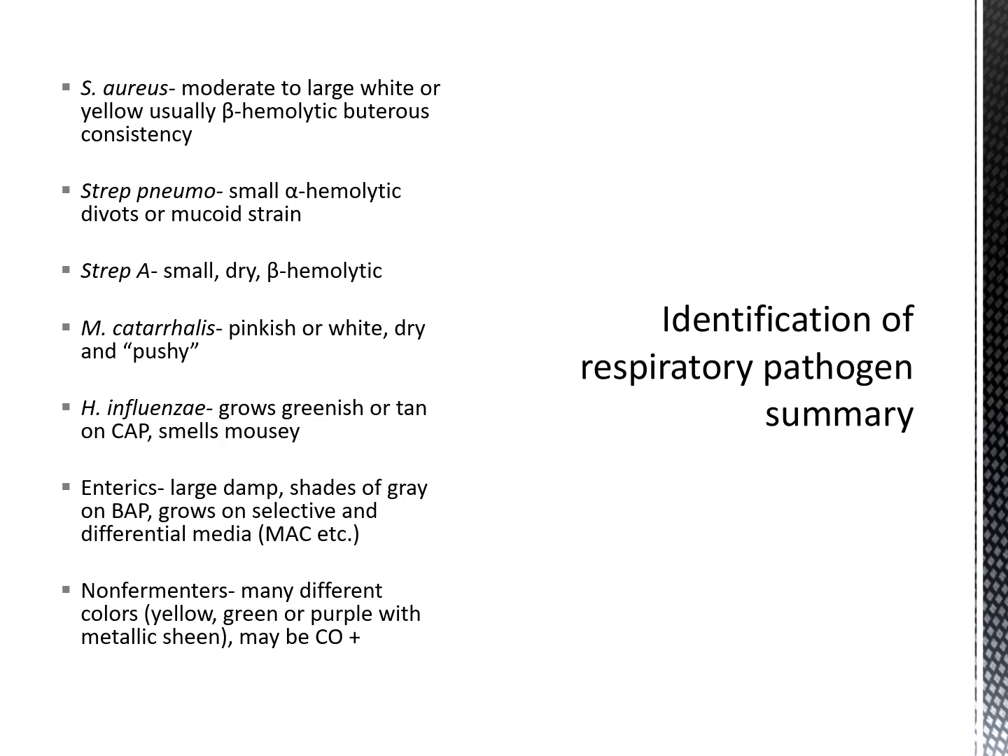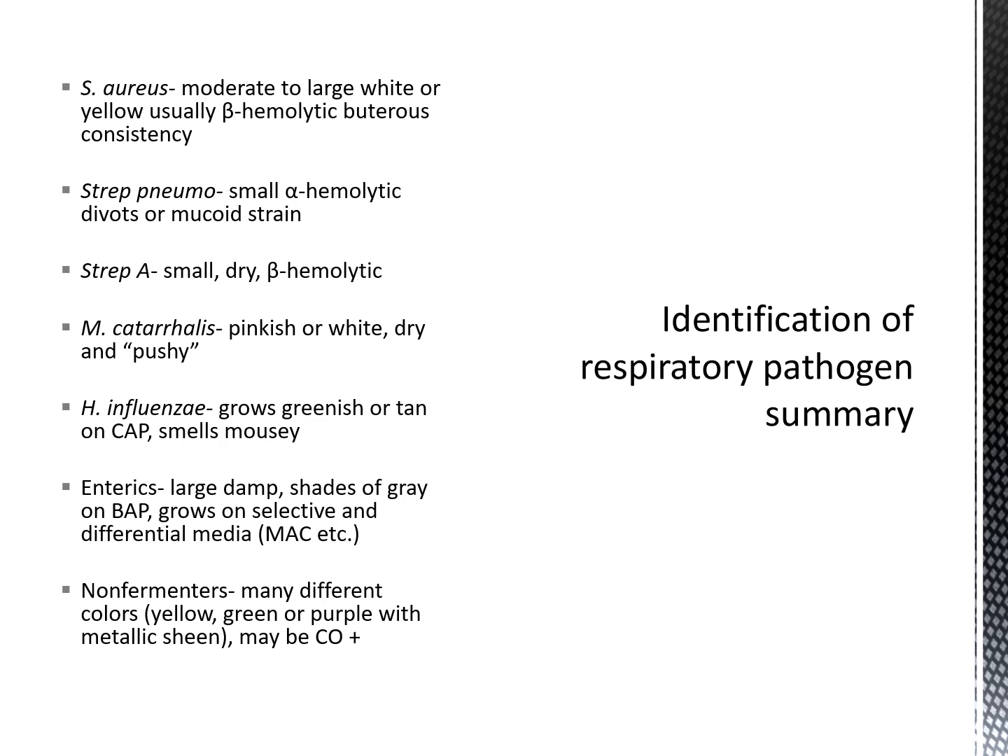Haemophilus influenzae grows greenish or tannish green on chocolate agar. Remember, Haemophilus influenzae does not grow on blood agar. It tends to have kind of a mousy smell, and the best way to identify Haemophilus influenzae is by setting up the XV test. It will require both the X and V factors.